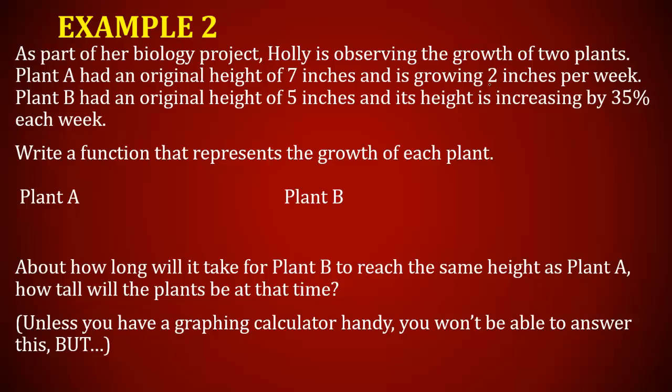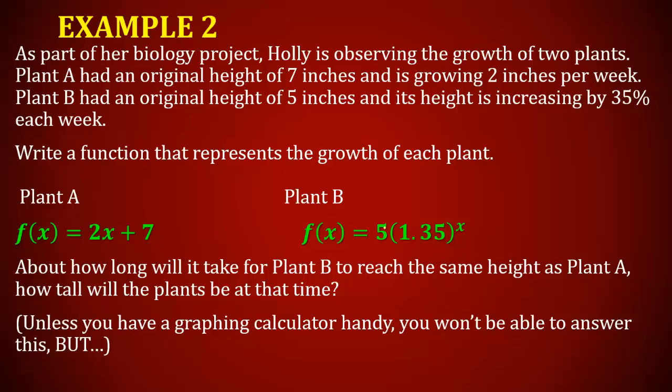Plant A, okay, we're adding 2 inches each week. So this is again linear increasing. So we write f of x equals 2x, because that's how much it's increasing by. That's the rate of change, plus 7, because that is the y-intercept or the initial height, depending on how you want to look at it.